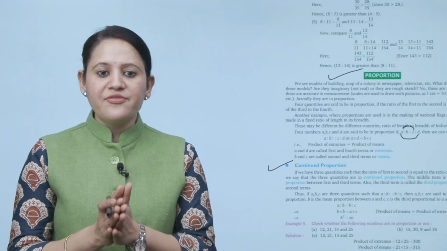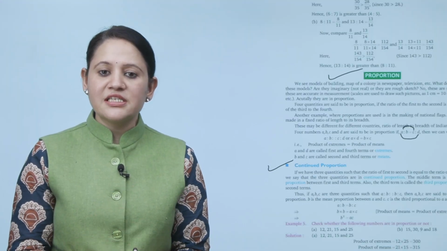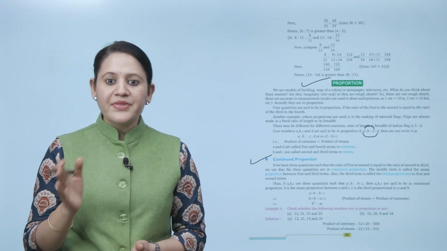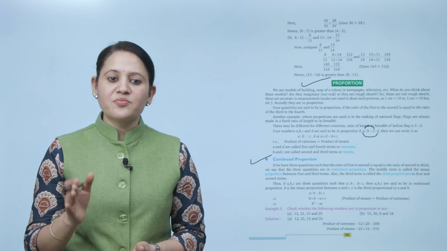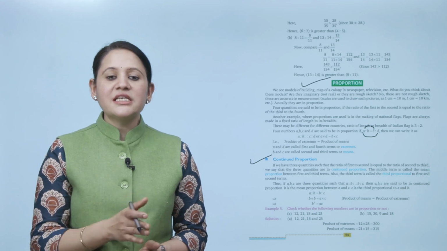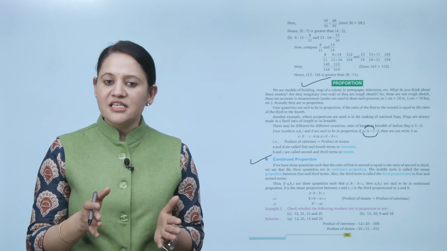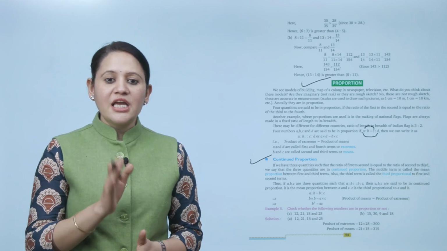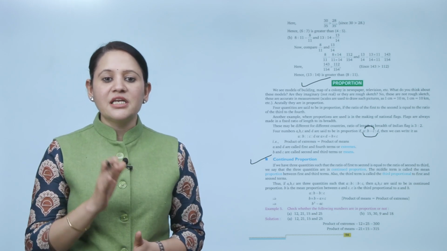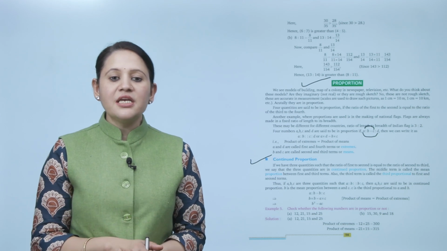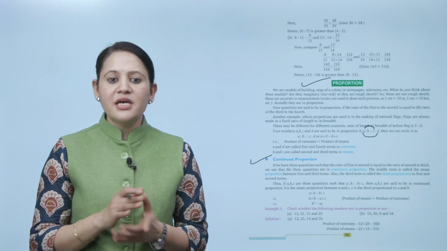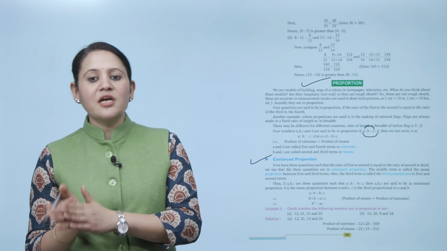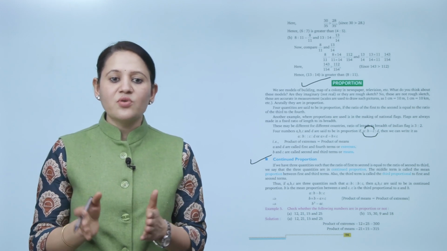So, thus, if A, B, C are three quantities such that A ratio B is proportionate to B ratio C, then A, B, C are said to be in continued proportion. B is the mean proportion between A and C, and C is the third proportion to A and B. So, A ratio B equals B ratio C. B into B, B is the middle term, equals A into C. Product of mean equals the product of extreme. B square equals AC.